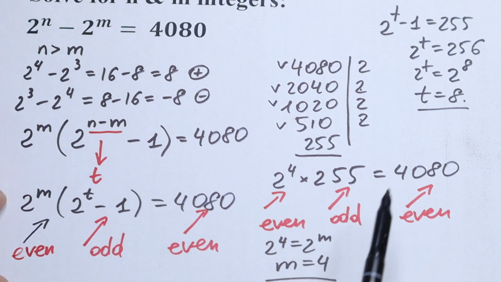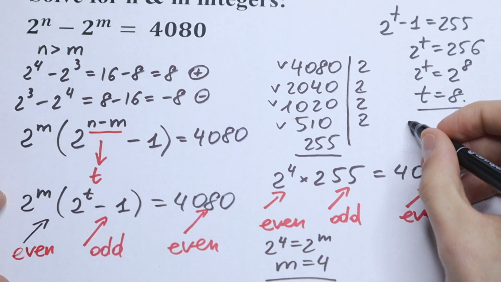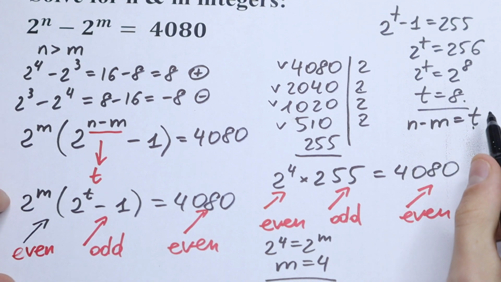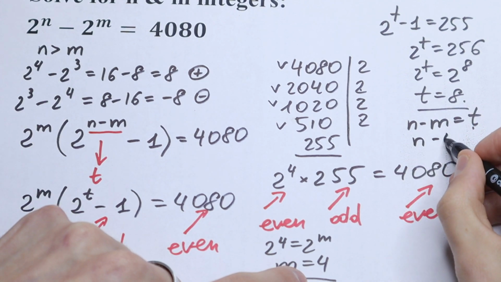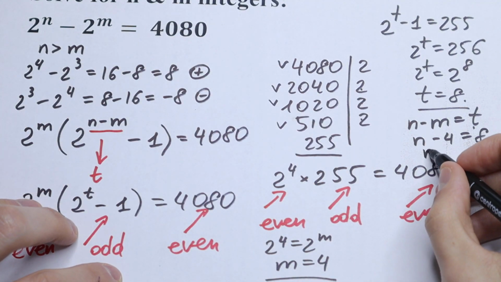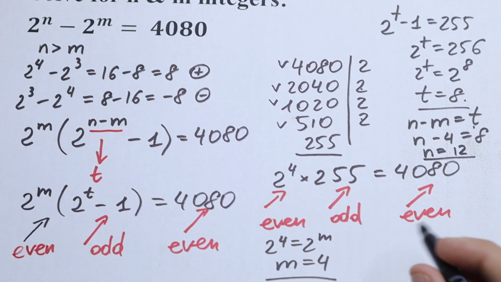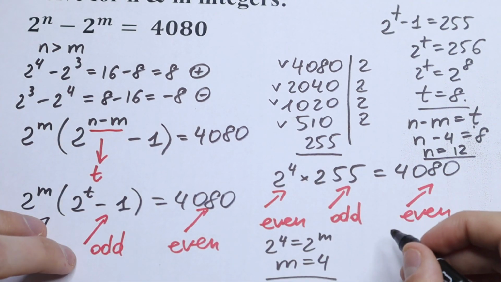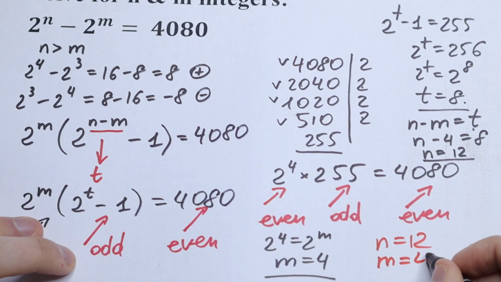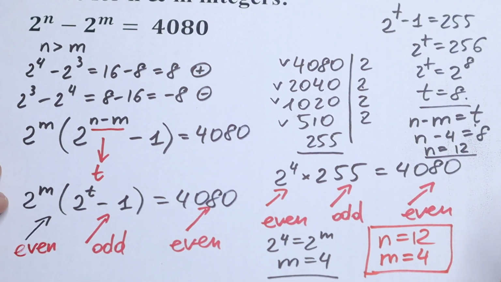We have m, but take a look right here, we have a substitution: n minus m equal to t. We all know that t equal to 8 and m equal to 4. So we will have n minus 4 equal to 8. And it's not hard to find our n, so our n will be equal to 12. And this is our second answer. So our final answer is n equal to 12 and m equal to 4. These are our two roots for this interesting algebra problem.